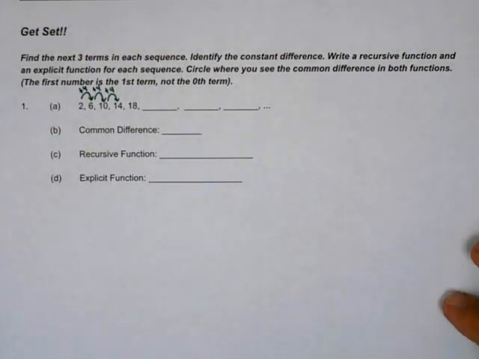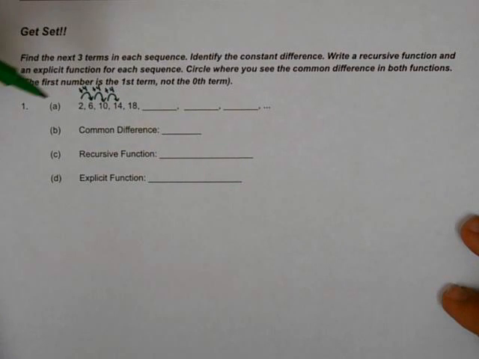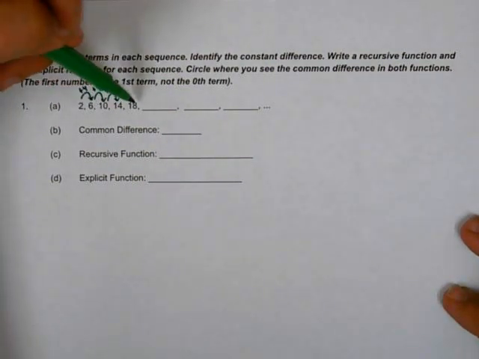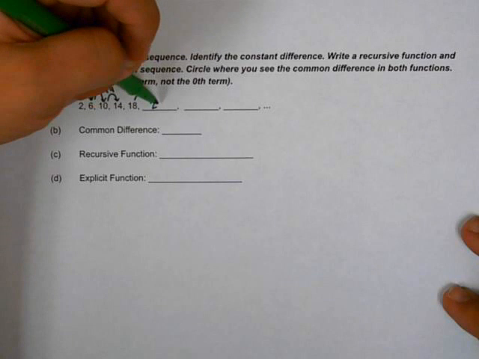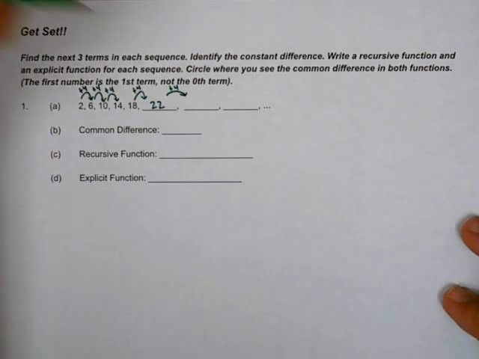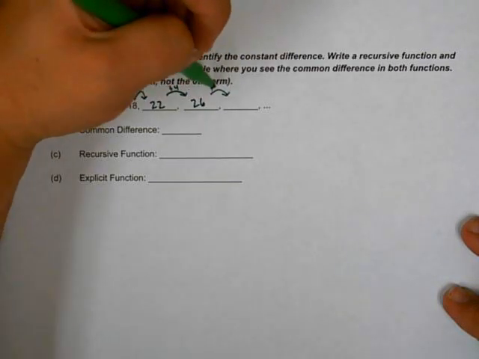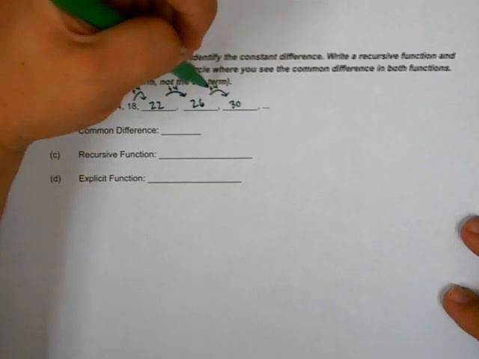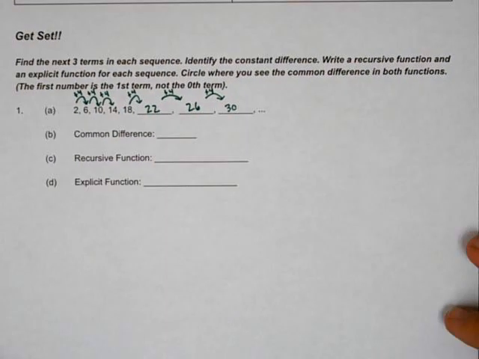And so with that in mind, we should be able to answer a couple of things. First of all, we should definitely be able to come up with our next 3 terms. If we continue adding 4, 18 plus 4 is 22, plus another 4 is 26, and lastly, one more 4, we get to 30. All right, so absolutely we can write the next 3 terms of this sequence.